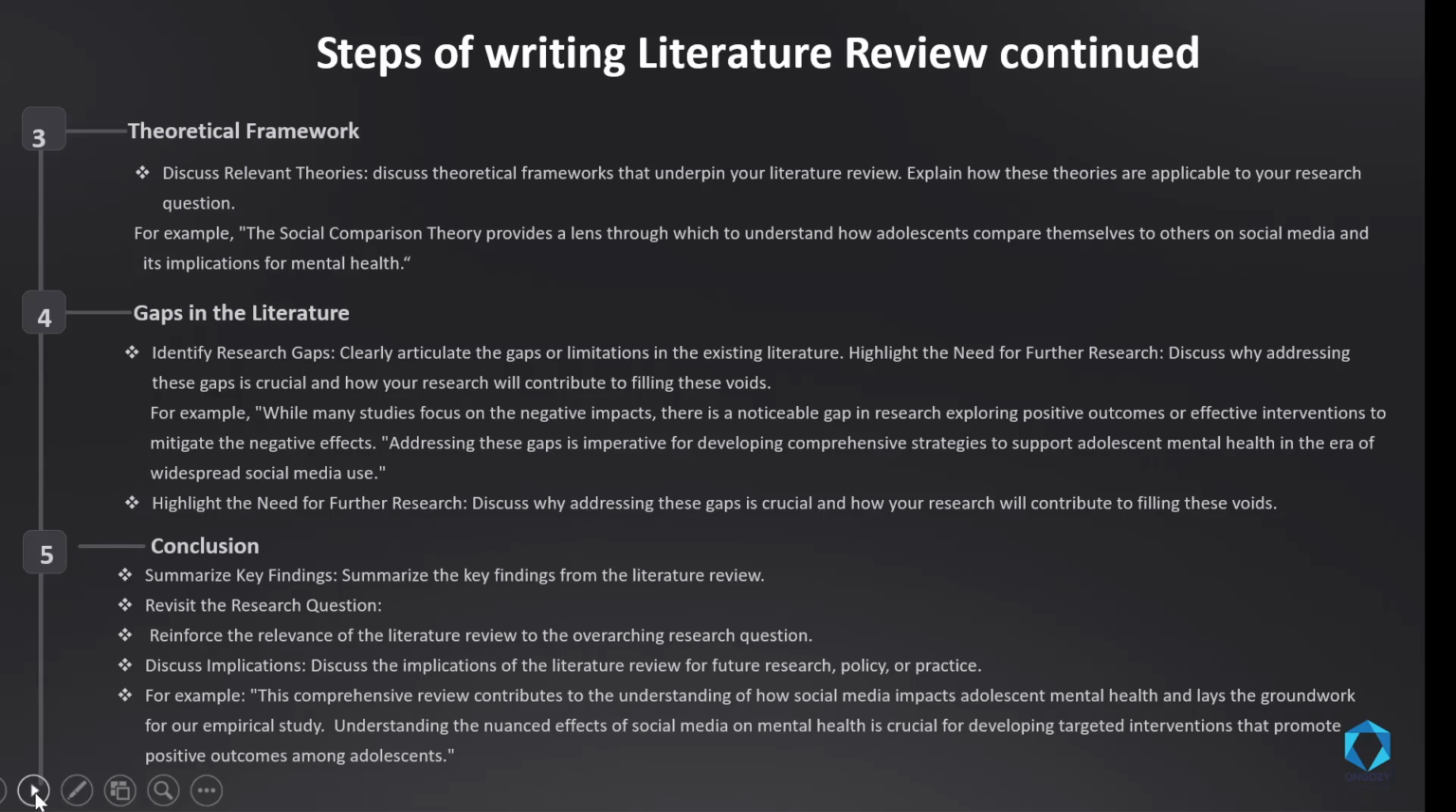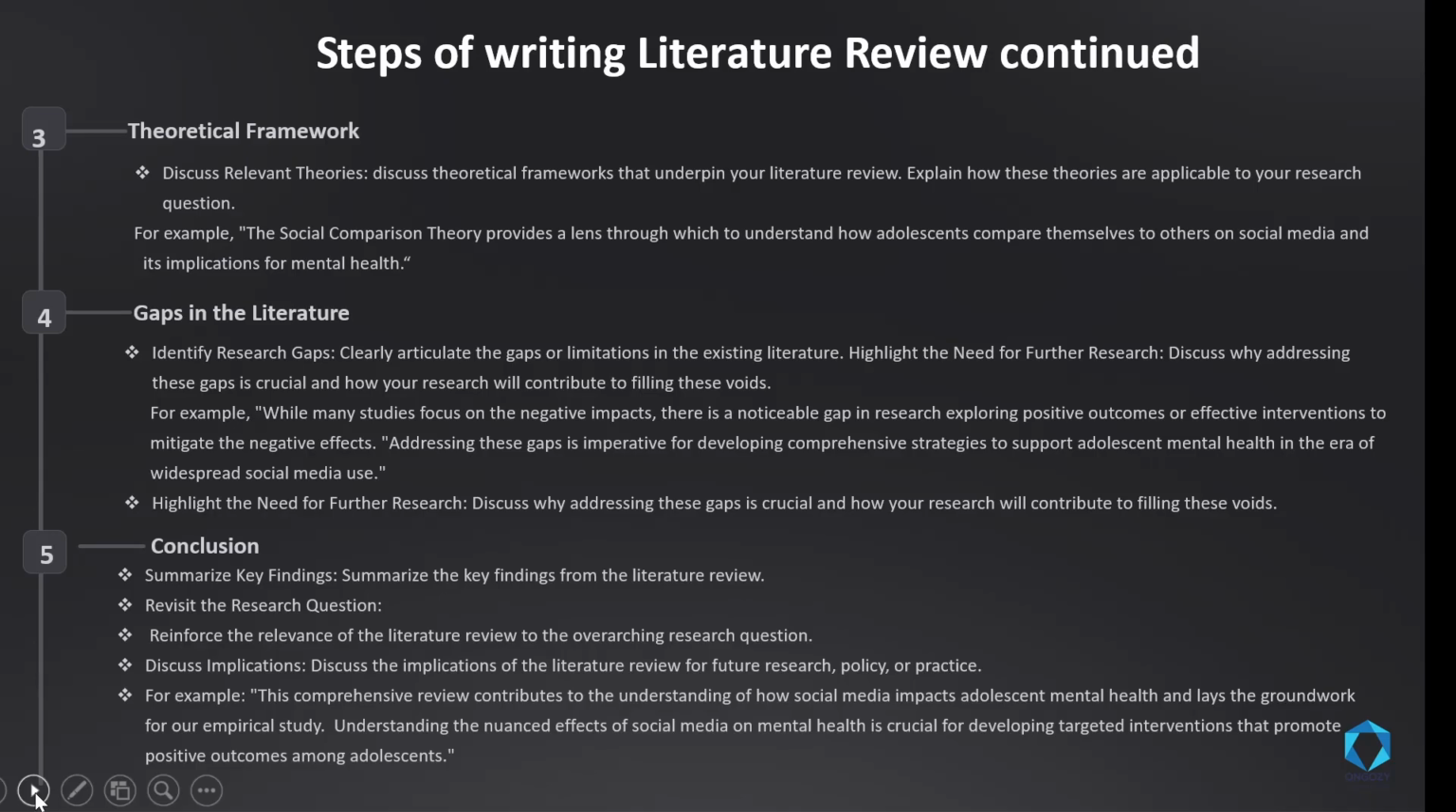Yes. Then there is also a conclusion part in your literature review. Here you summarize key findings. You revisit the research question. You reinforce the relevance of your literature review in relation to your research question. How was this literature review relevant in answering the research question? Then you discuss the implications of your literature review in terms of future research, in terms of policy, in terms of practice.